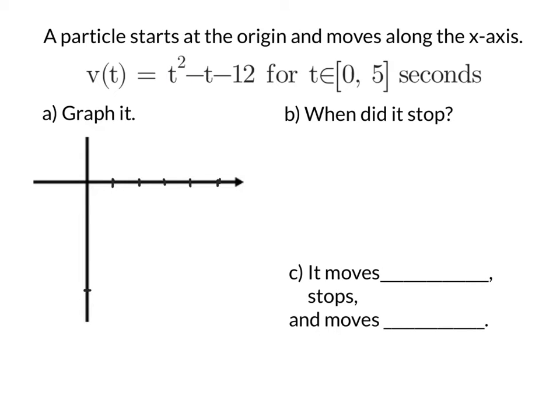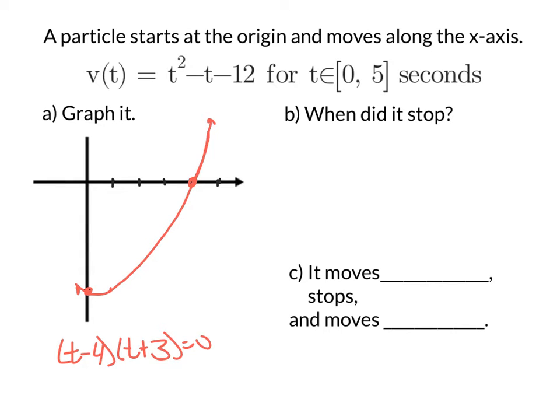So if we were to graph this relationship for velocity, it's going to be a parabola. t² - t - 12 factors into (t - 4)(t + 3) = 0. So that means that we have zeros at positive 4 as well as negative 3. The y-intercept happens at negative 12, so we're going to have a parabola that looks like this. So there's a little graph of the velocity function.